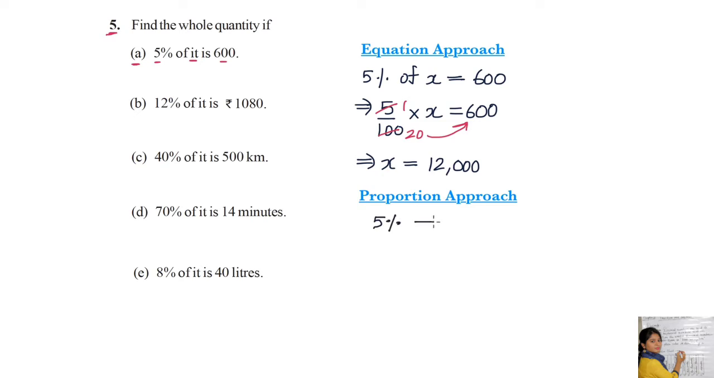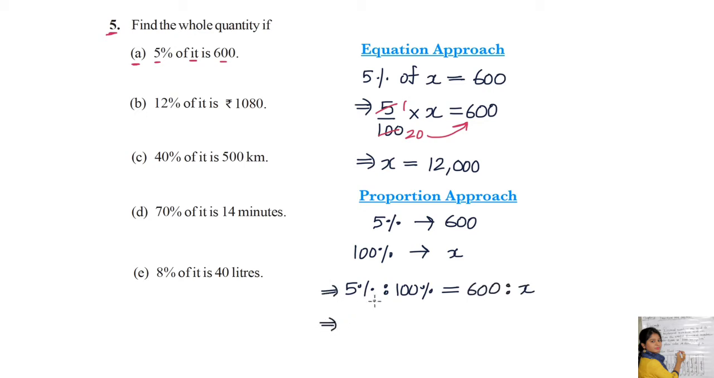So basically 5% of a particular quantity is given as 600, right? We need to find it for 100%. So let 100% of that quantity be x, right? So 5% corresponds to 600 and 100% corresponds to x. So can we write it as 5% is to 100% as 600 is to x, right?